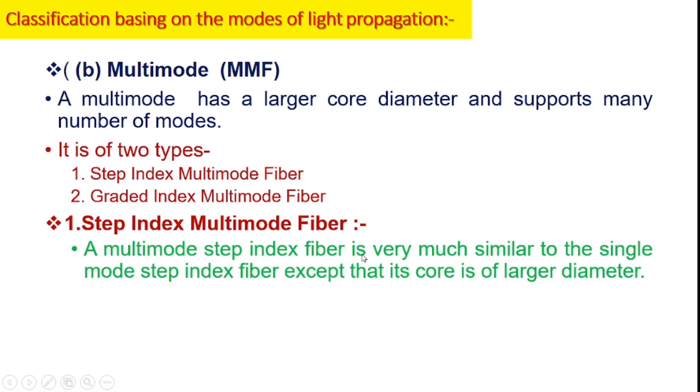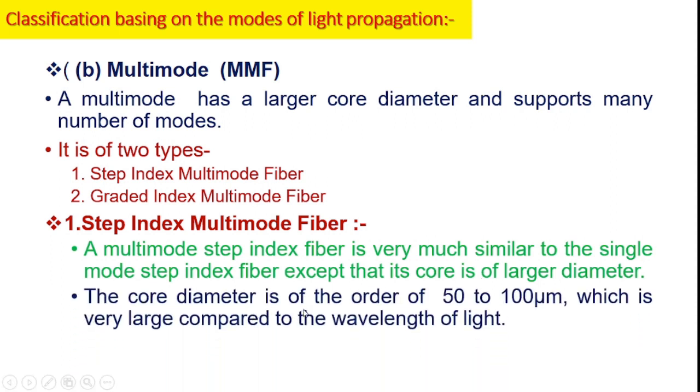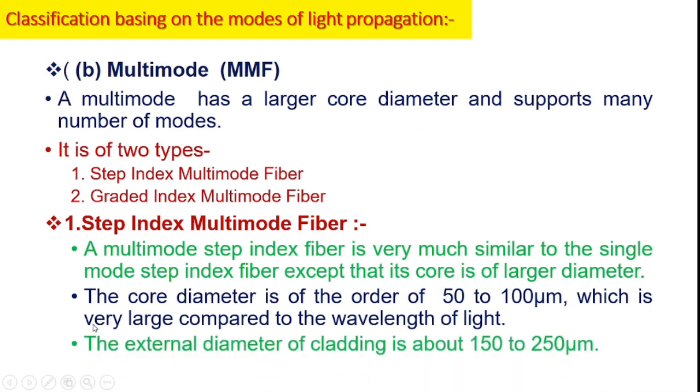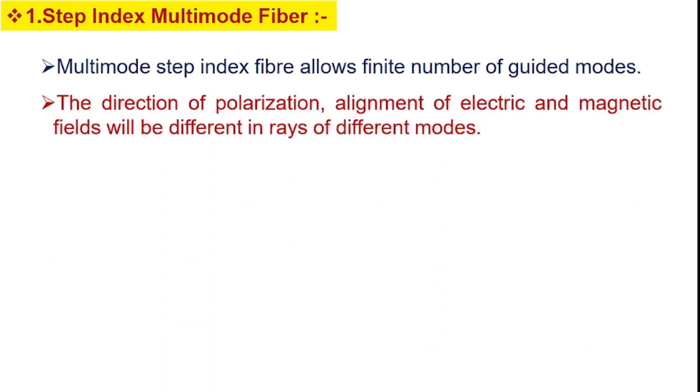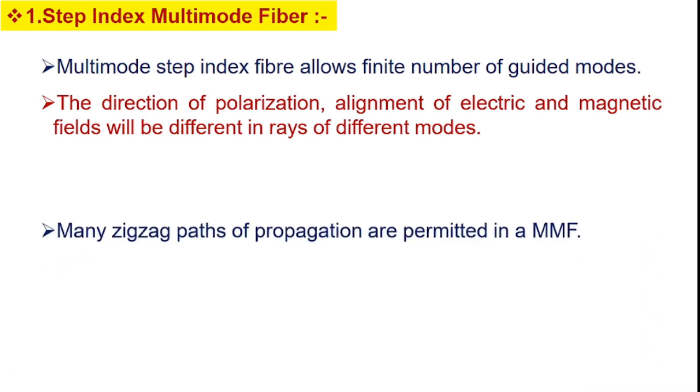Multimode step index fiber is very much similar to the single mode step index fiber, except that its core is of a larger diameter. The core diameter is of the order of 50 to 100 micrometer, which is very large compared to the wavelength of light. The external diameter of cladding is about 150 to 250 micrometer, and multimode step index fiber allows finite number of guided modes. The direction of polarization, alignment of electric and magnetic fields will be different for rays of different modes.